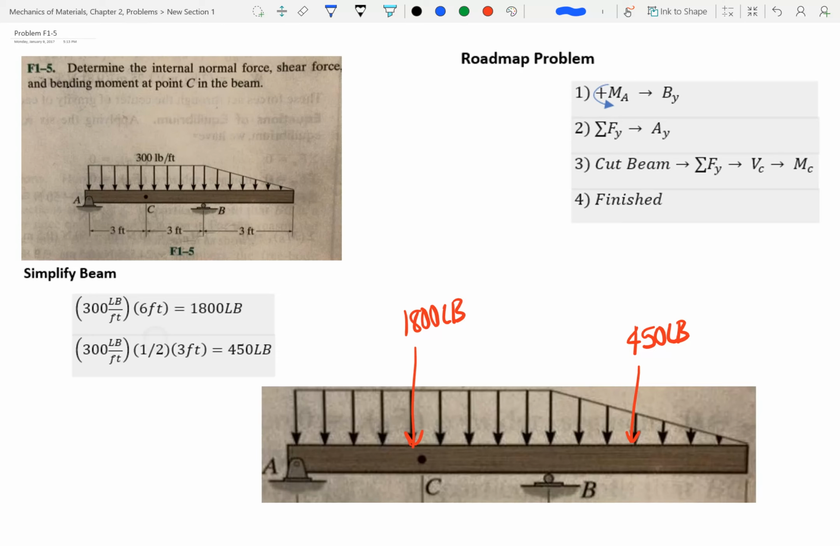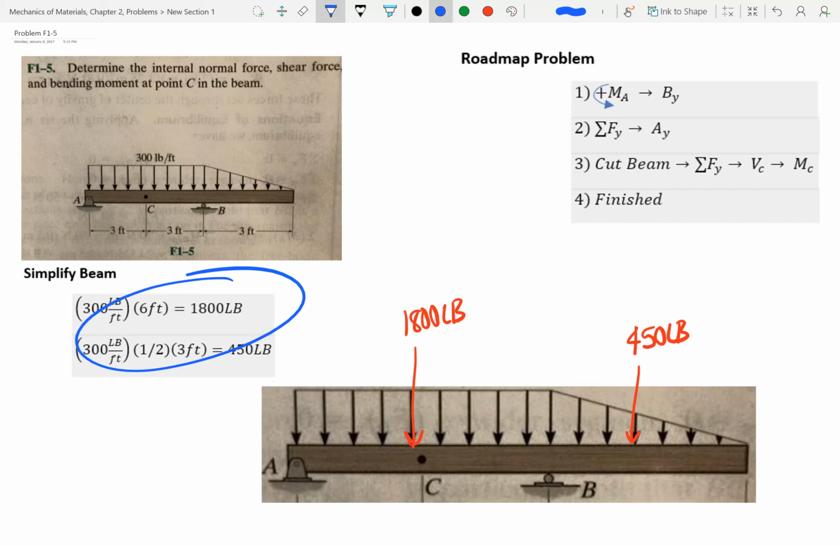Well, I know if I take a moment at A, I can get By, right? That's right here. Once I have By, then I can do summation of forces to get Ay. So now I have Ay. So if you notice here, I would have everything in the problem I need. Next thing you would do is you would cut the beam here, right? And I can do summation of forces. I can get my shear and my bending moment.